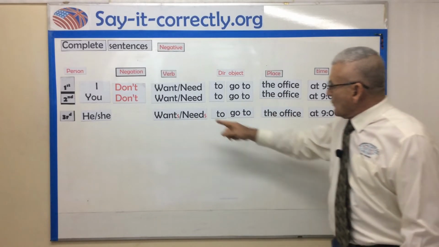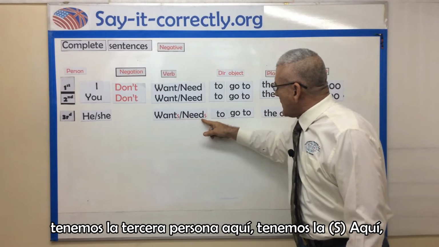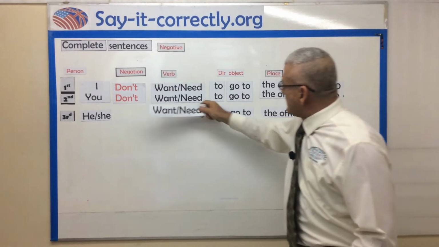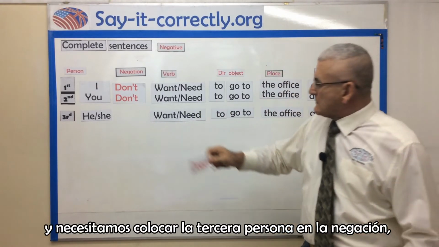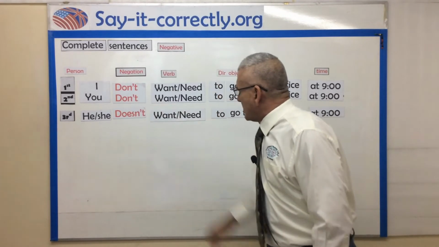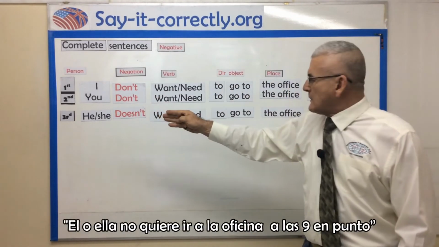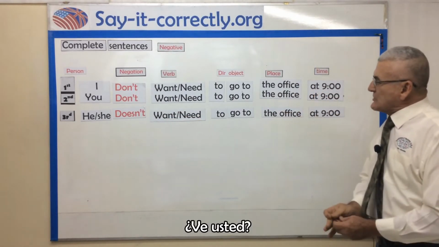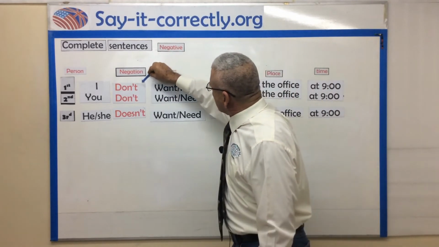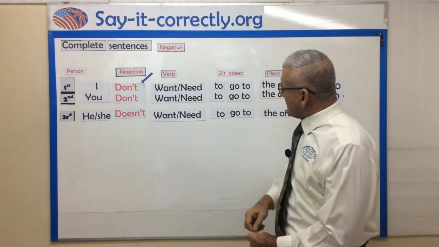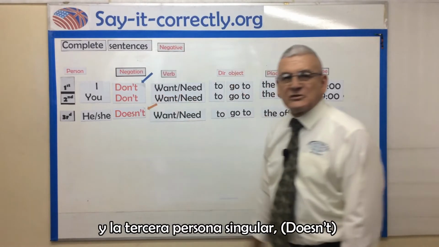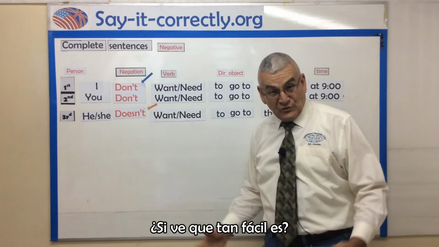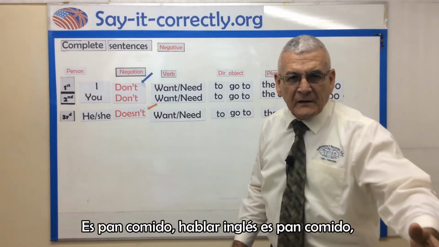Third person, we have the S here, we need to take it out, and we need to put the third person negation in third person. So he or she doesn't want to go to the office at 9 o'clock. You see? So we only need two things: negation here, and the third person singular, the S, goes in the negation. You see how easy it is? It's a piece of cake to speak English.